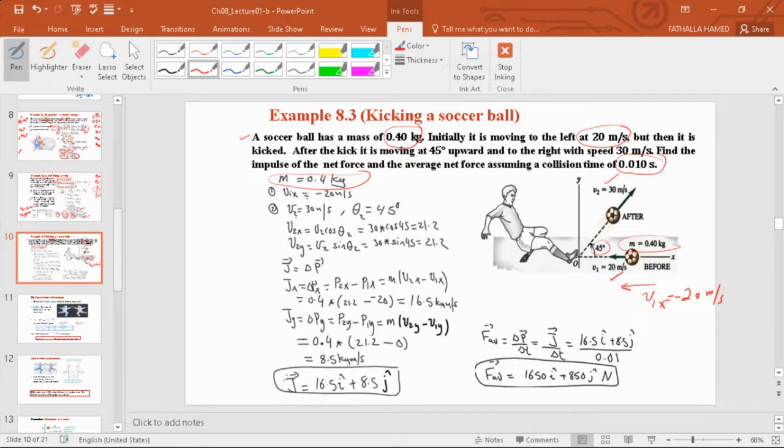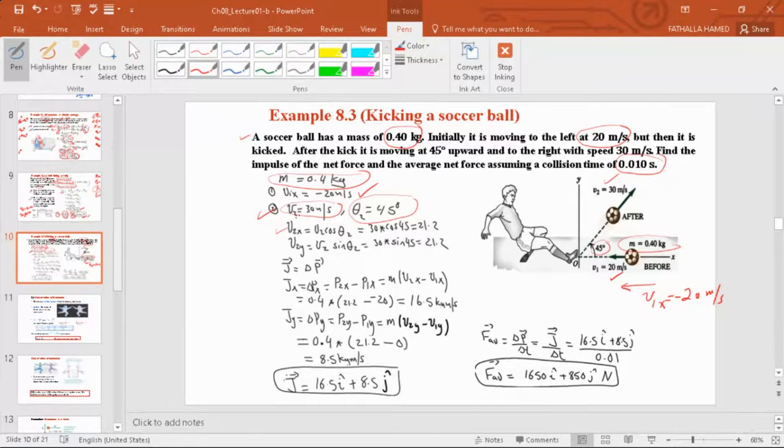Now I look before the collision, and I call it 1. So I say v1x is equal to minus 20 meters per second. But for the second case, my speed is equal to 30 meters per second, and the angle it makes with the positive x-axis is 45 degrees. So now I'm going to take components.